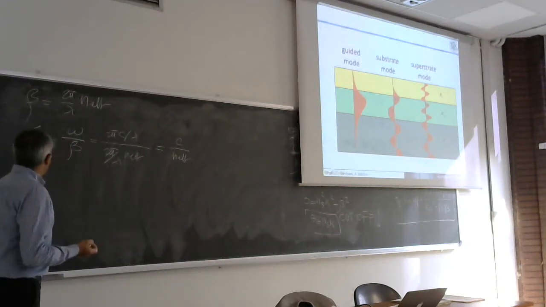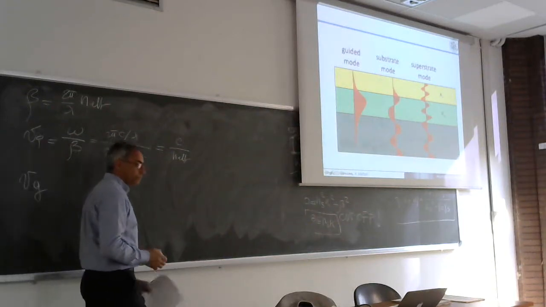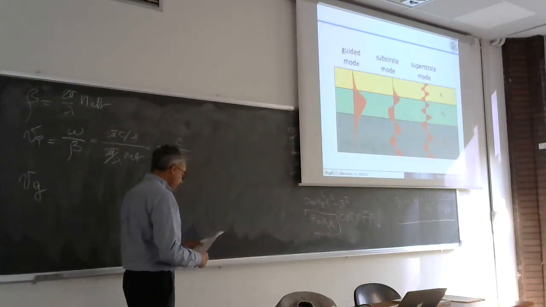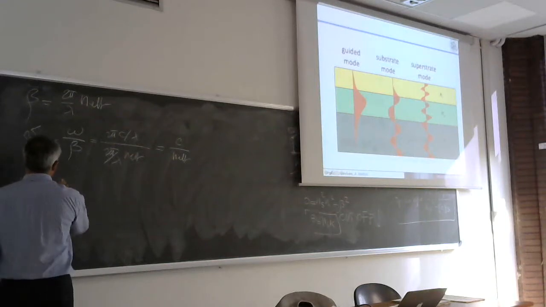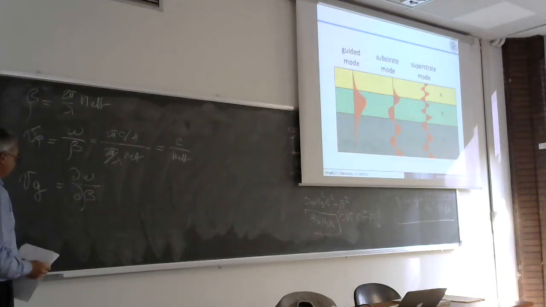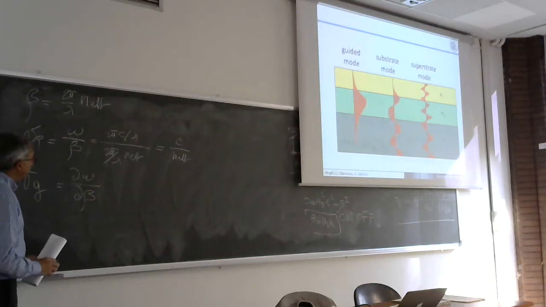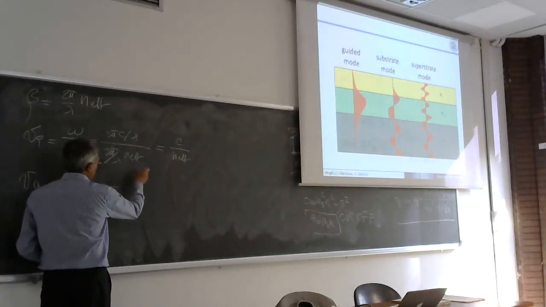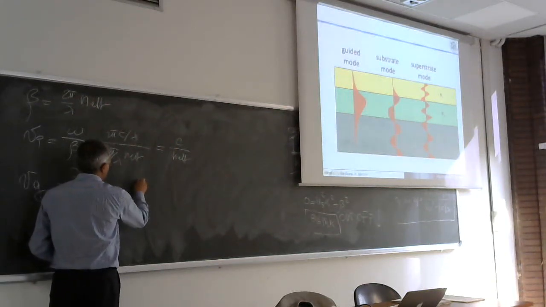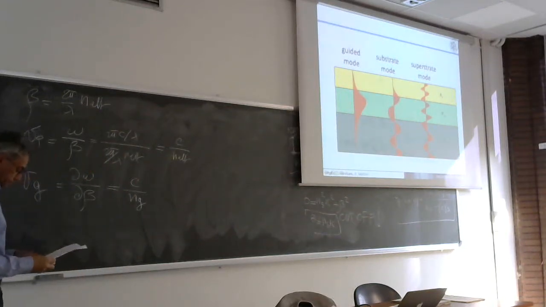But there is another speed that is very important. It is the group speed, the group velocity. The group velocity is defined as the derivative of omega with respect to beta. And we can define this velocity as the speed of light divided by the group index.